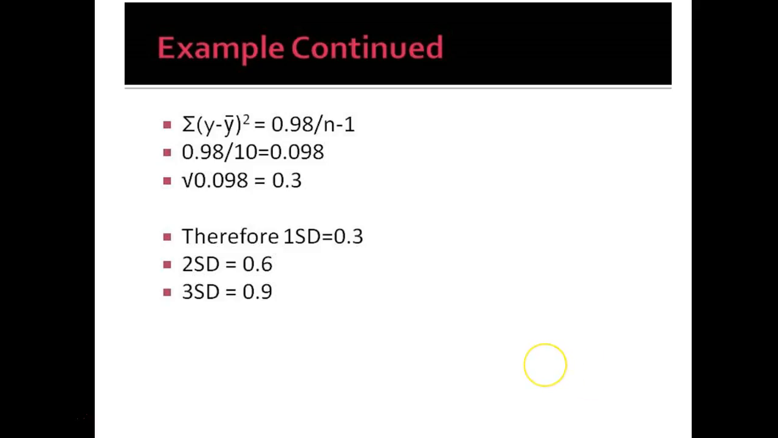All right, so now that we have the 0.98, as I showed you earlier, we divide by n minus 1. Remember n was 11? So that means we divide by 10. We divide by 10, we get 0.098. We take the square root of that, and we get 0.3. Therefore, one standard deviation is 0.3. 2 standard deviations is 0.6. 3 standard deviations is 0.9.